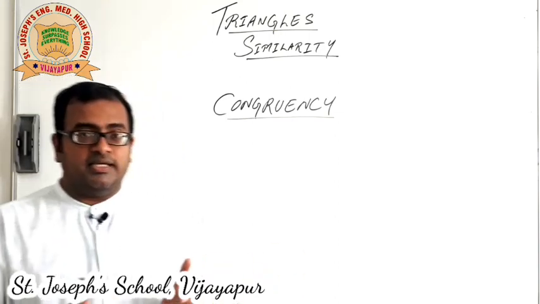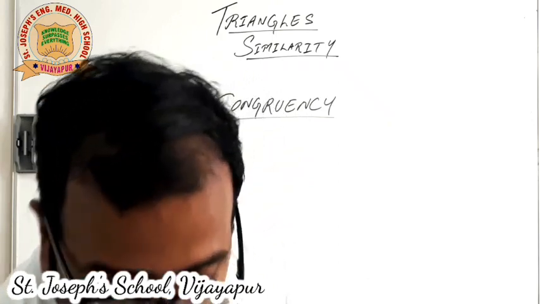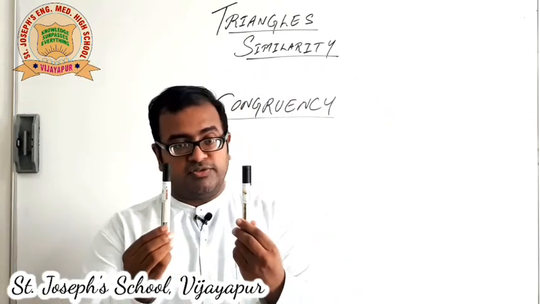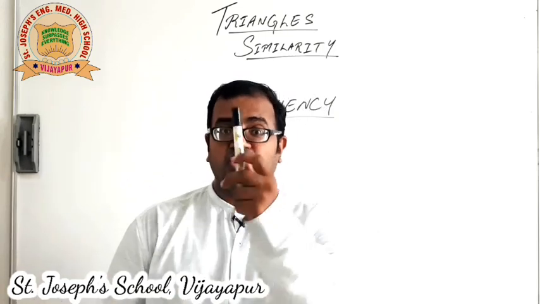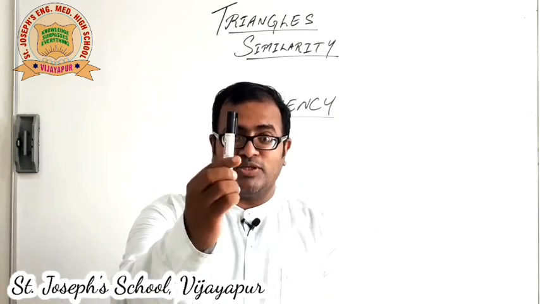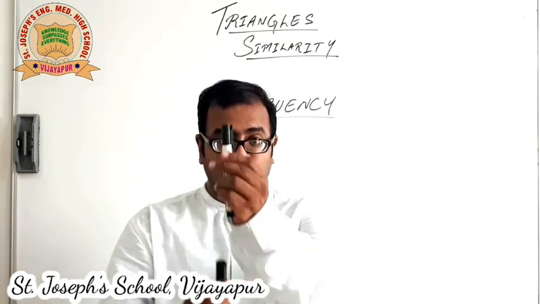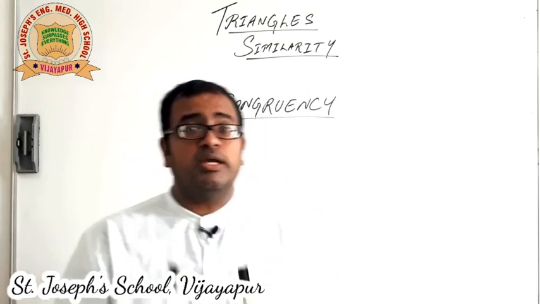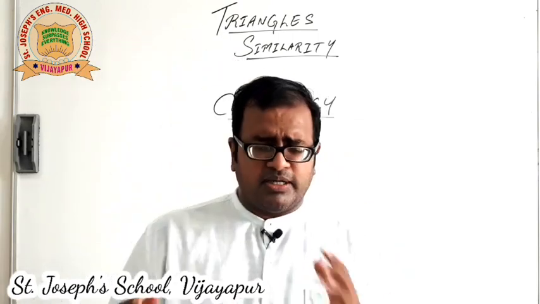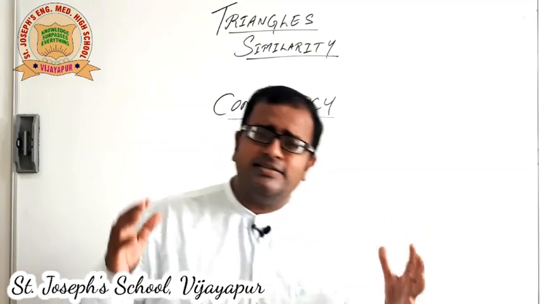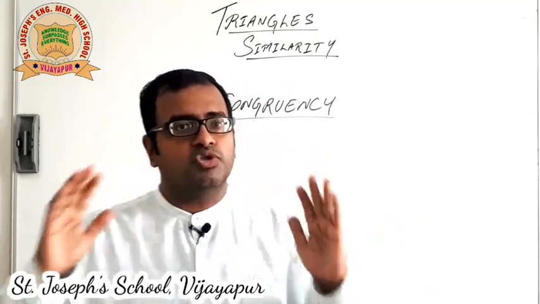Congruency is like, there are two pens here, and if you cannot make out whether I changed the pen or whether I am talking about the same one again and again, in that case we are talking about congruency. Similarity is a different topic. The size does not matter there; the sizes may be different, but they both look almost the same.